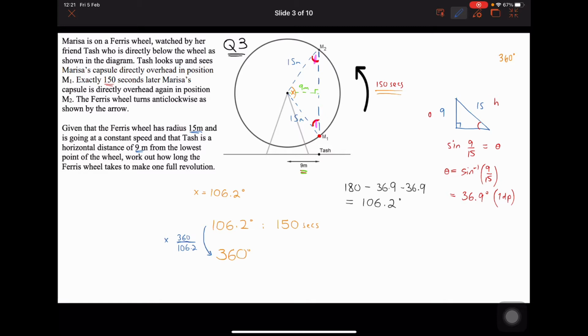And so we need to do the same thing on the other side. And so if I write 150 multiplied by 360 over 106.2, typing that into a calculator, I get 508.5 seconds. So that's how long it takes for a Ferris wheel to make one full revolution.